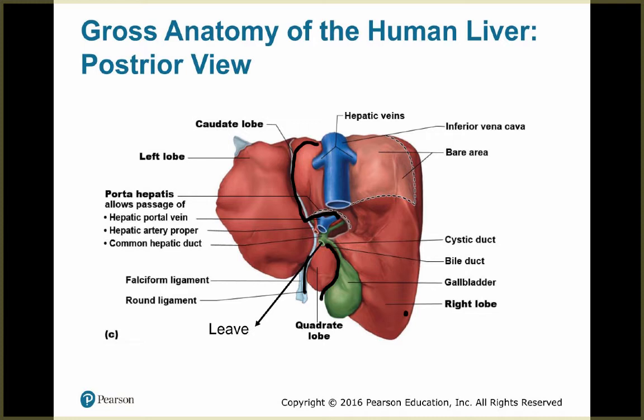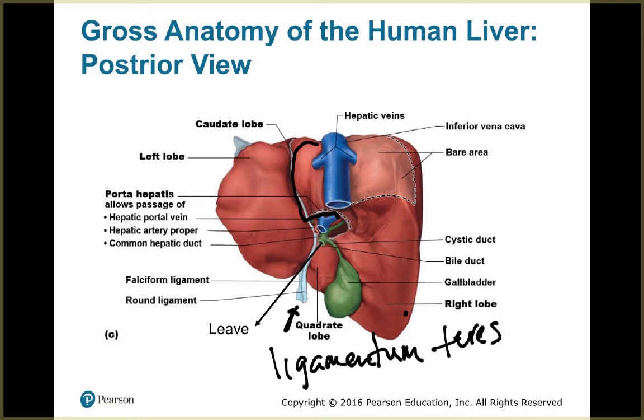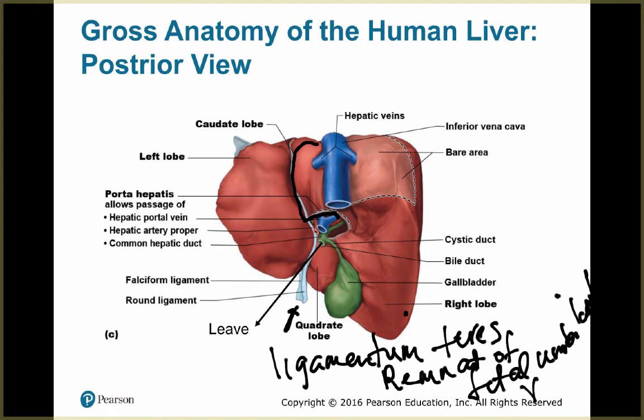Now, if you look here, you see the falciform ligament, and then a little farther, you see this round ligament. This is also known as the ligamentum teres, and this is the remnant of the fetal umbilical vein. So that's along the free edge of the falciform ligament.